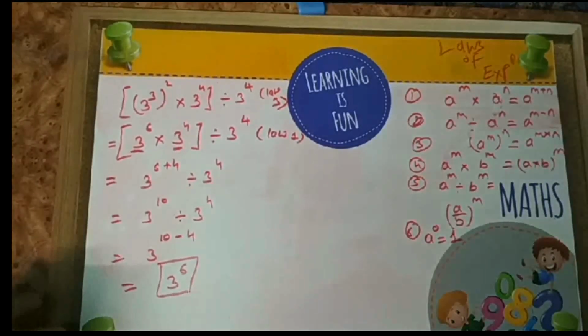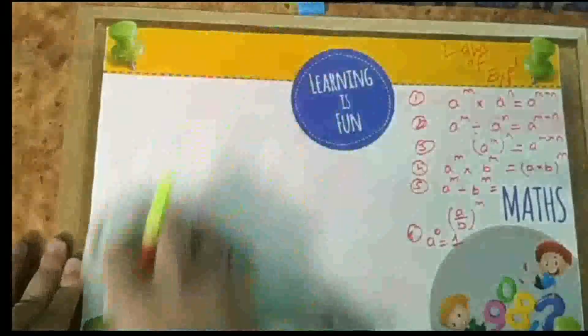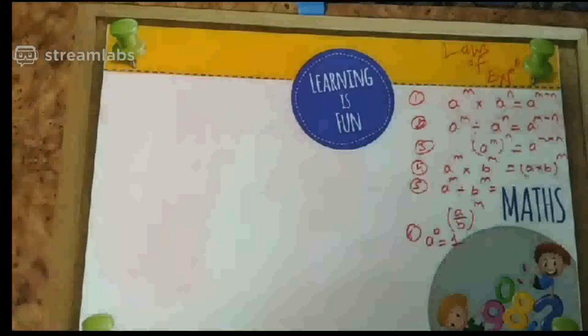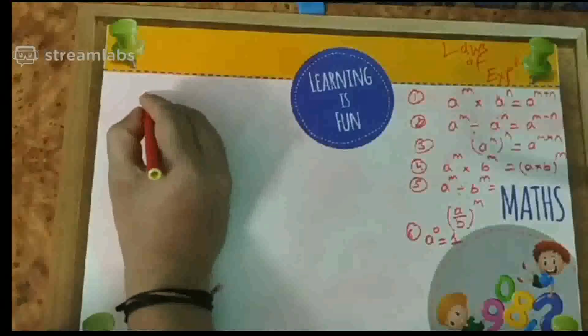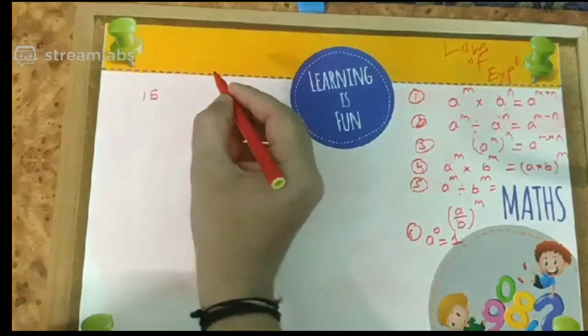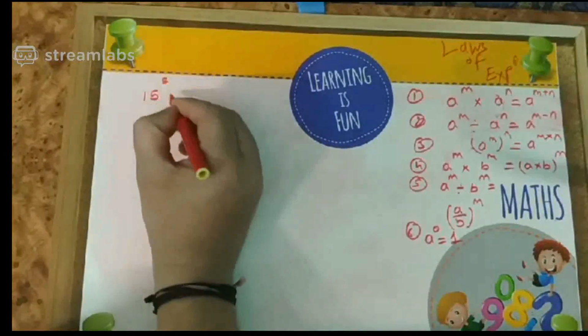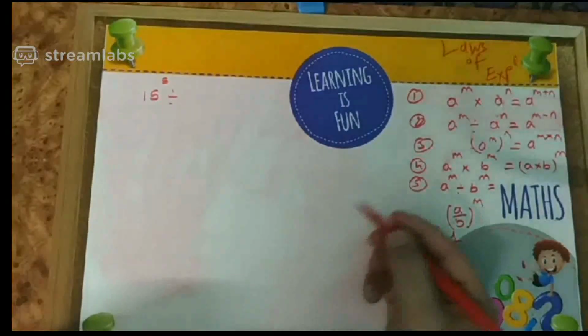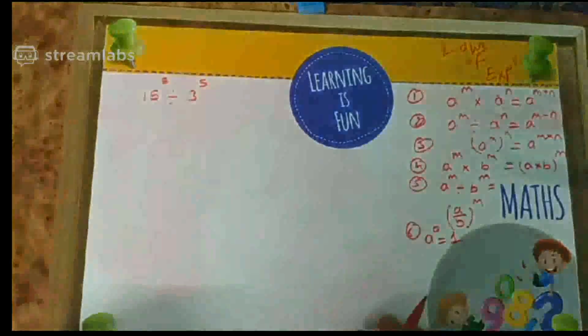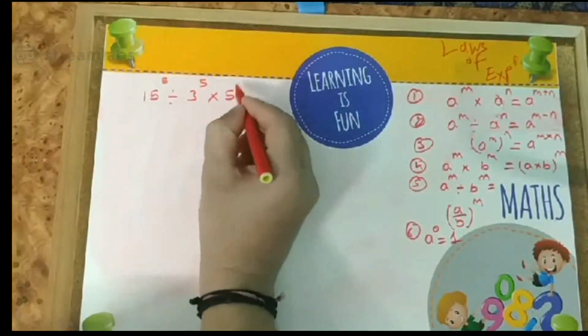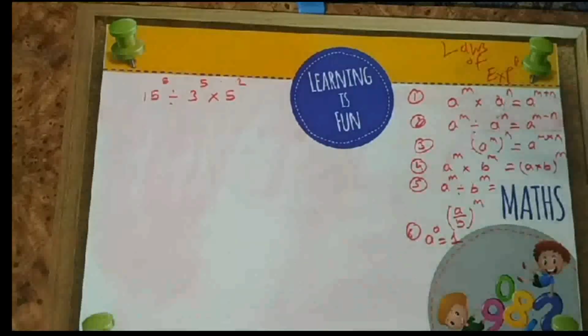We will solve one more question where the base is different, and let's see what happens with the powers. Here, 15 power 5 is divided by 3 power 5, multiplied by 5 power 2. All of you know the rule of BODMAS: we solve the division first, and then whatever is there we do the multiplication.